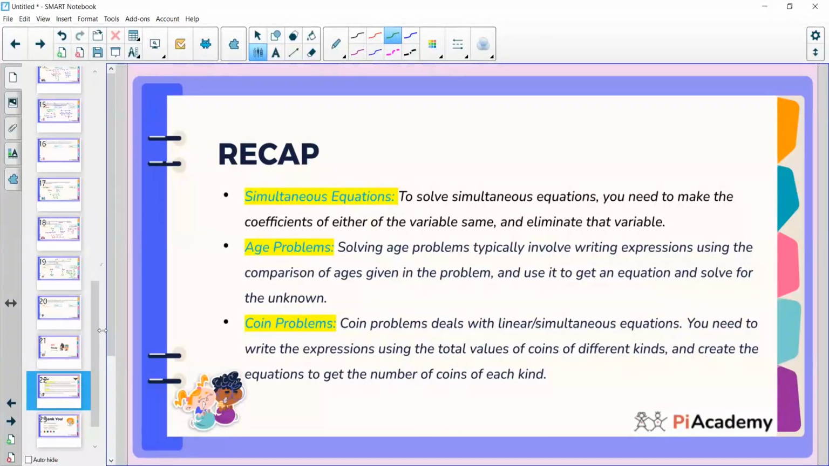Assign the variables x and y, work out the total values in terms of x and y, and then create the equations and finally work out using the simultaneous equations process. Okay. So this was all about simultaneous equations, age problems, and coin problems.